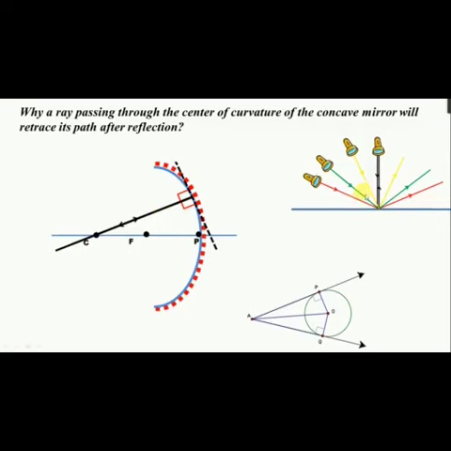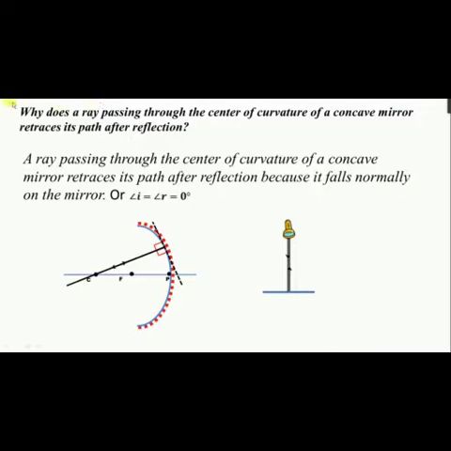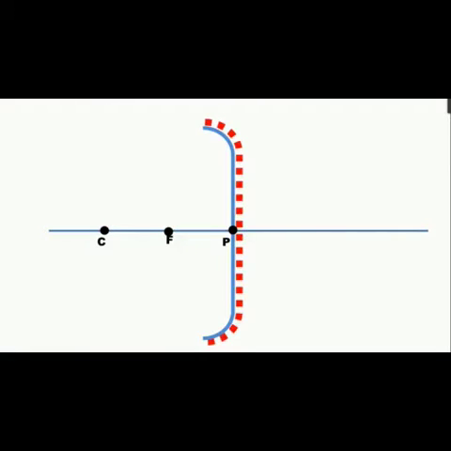As an answer we have to write: it is a case of normal incidence, or we have to say the ray going through the normal comes back through the normal. We can say a ray passing through the center of curvature of a concave mirror retraces its path after reflection because it falls normally on the mirror, or we can say angle i and angle r are 0. That means it goes through the same path. So this is the answer. Now rule number 4.